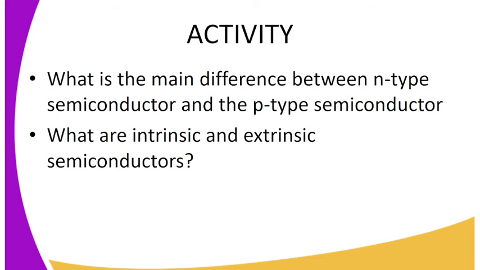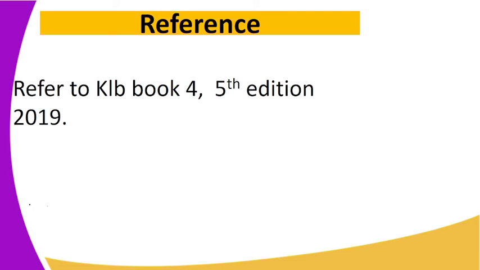And that is the end of our lesson. I have an assignment for you. Number 1. What is the main difference between n-type semiconductor and p-type semiconductor? Number 2. What are intrinsic and extrinsic semiconductors? Our reference comes from KLB Book 4, 5th edition, 2019, physics book.